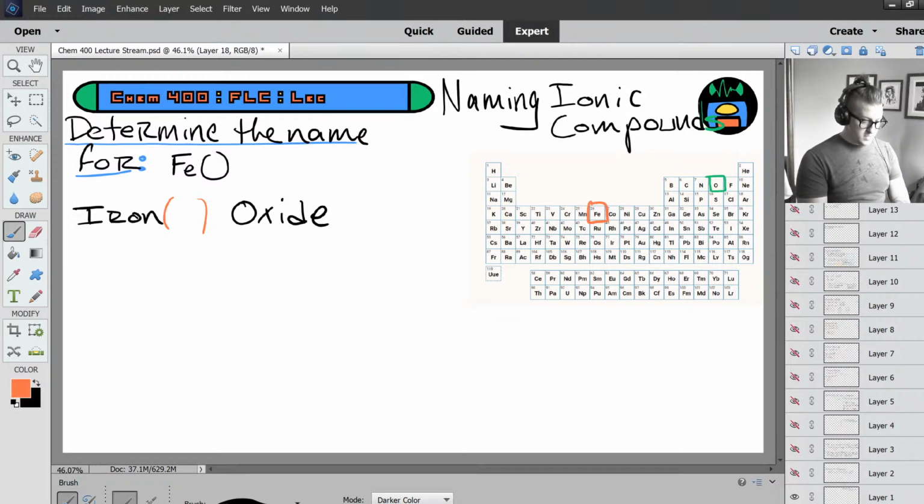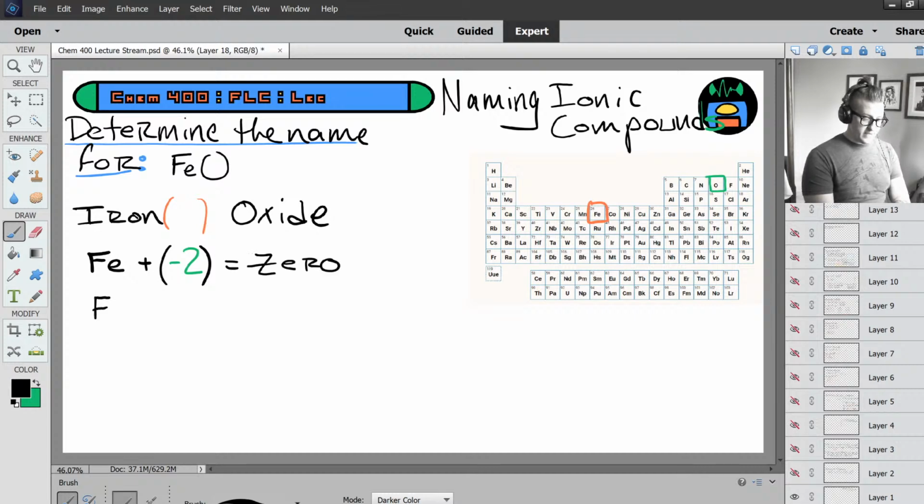I'd get a 0. Now we need to find the charge on iron. Well, we don't know iron, but we do know the charge for oxygen, or oxide, I should say, is -2. And this will add to 0. So if the charge on iron plus -2 is 0, that means the charge on iron must be +2. So this would be iron(II) oxide.